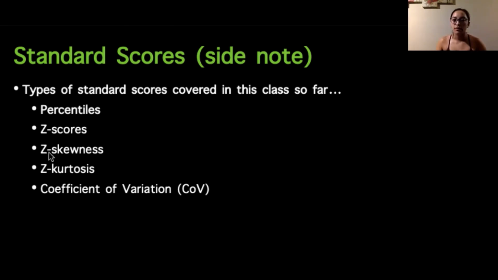The other standard scores we've talked about are the z-score of skewness and z-score of kurtosis when we are evaluating distribution shape. And we've also talked about the coefficient of variation, which is one of our measures of variability. That was when we could take the standard deviation and the mean of a given sample, so our descriptive statistics, and then figure out what the percentage of variability is within a certain variable.